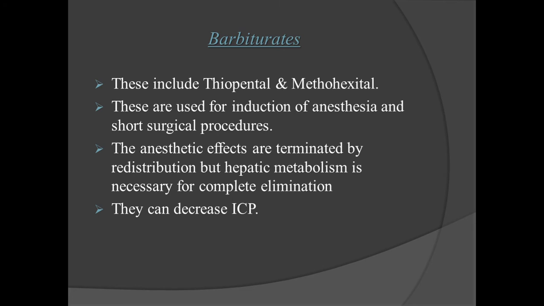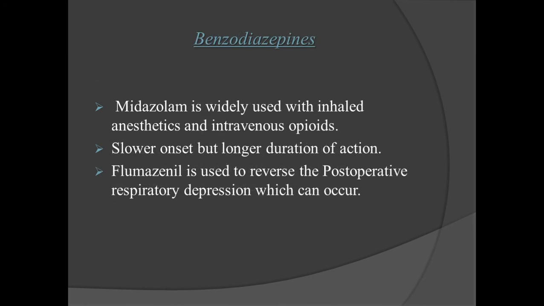anesthesia in one circulation time, that is less than 1 minute. They have the fastest onset of action. They are used for induction of anesthesia and for short surgical procedures. Their anesthetic effects are terminated by redistribution, but hepatic metabolism is necessary for their complete elimination from the body. Barbiturates are respiratory and circulatory depressants. Because they depress the cerebral blood flow, they can also decrease the ICP, that is intracranial pressure.